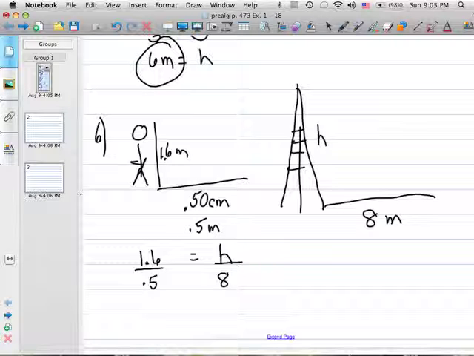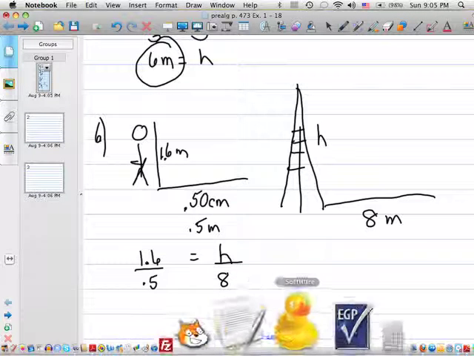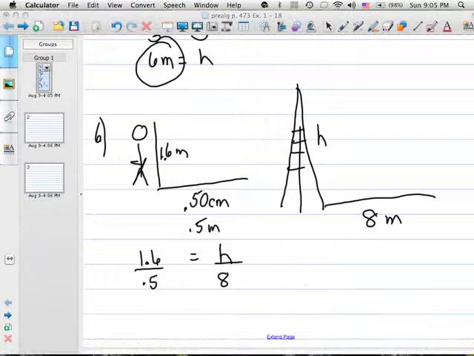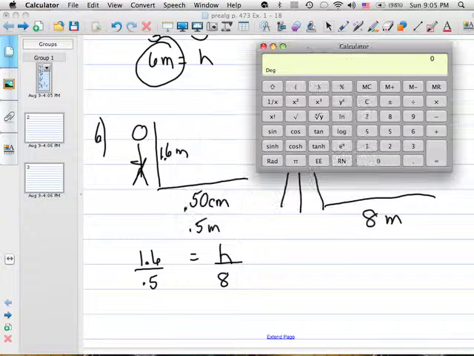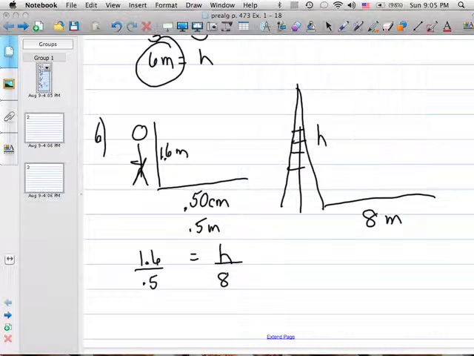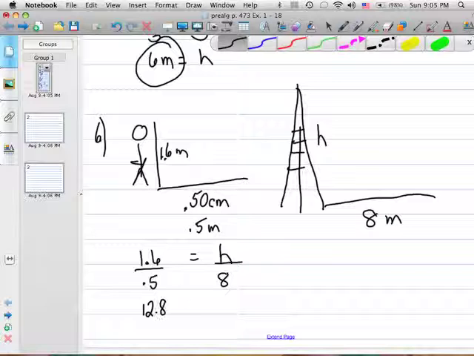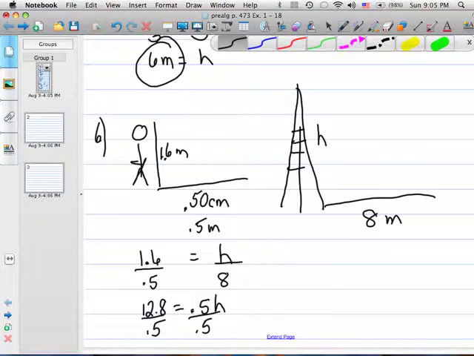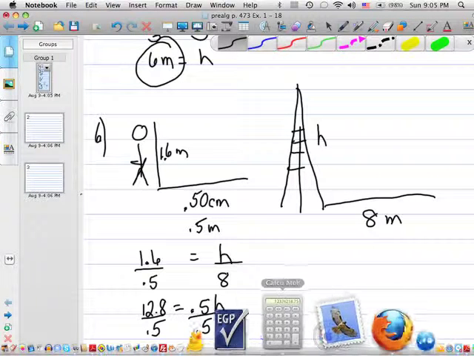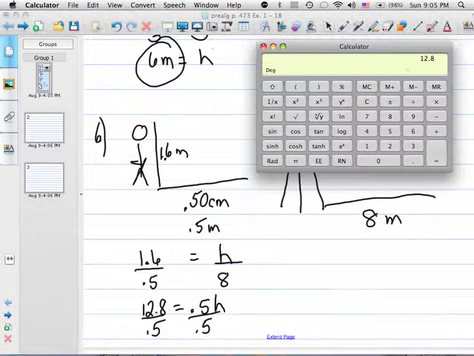Cross products, 1.6 times 8 equals 12.8. And that equals 0.5h. Divide both sides by 0.5, and we get 25.6.